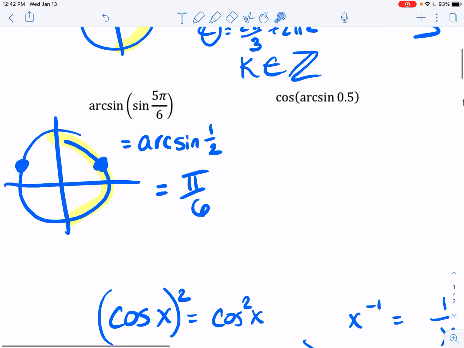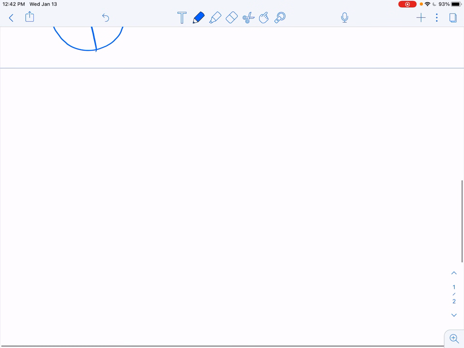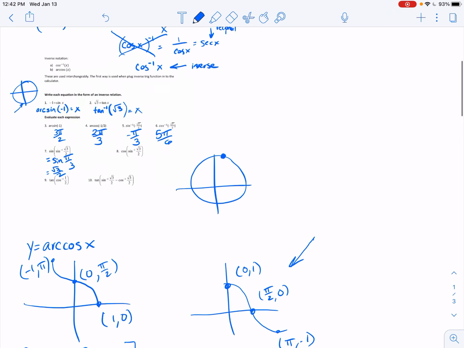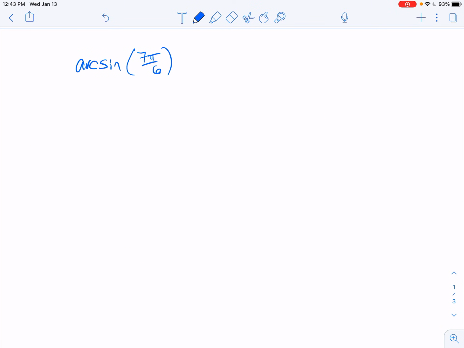But if I had said, hang on, if I had said arcsine of 7 pi over 6, okay, we think, I lied. Okay, no, here's what I wanted. I wanted to repeat that process. Arcsine of sine of, okay. Sorry, my bad. Arcsine of sine of 7 pi over 6.